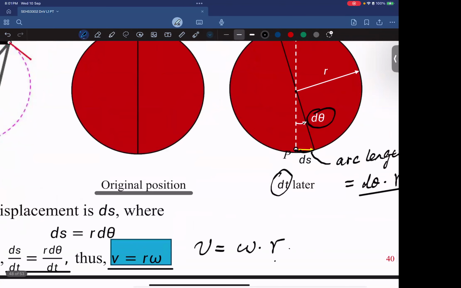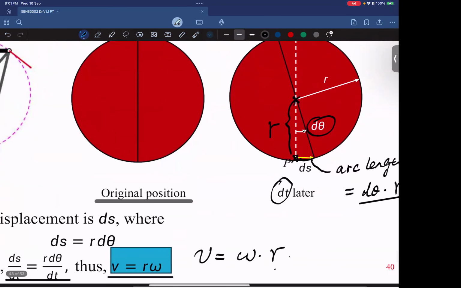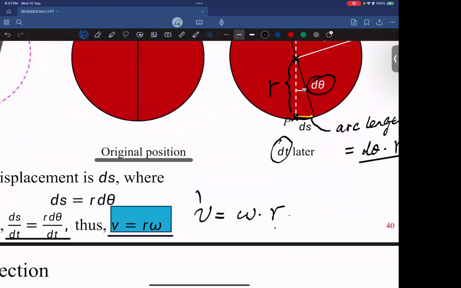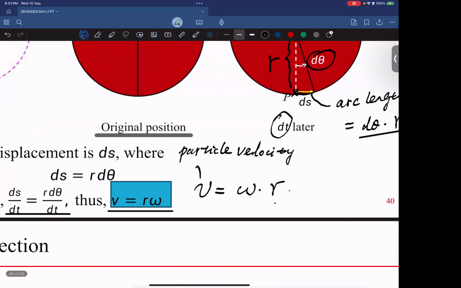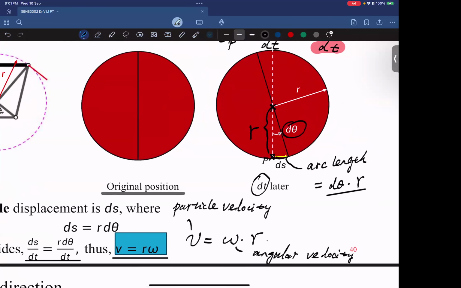What is r? r is the distance between the center and the point we consider. This is called the particle velocity, and for this omega, we call it angular velocity. So once we know the angular velocity and the position of that point, it's quite easy to find the particle velocity.